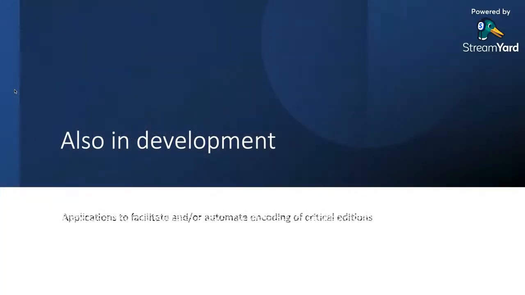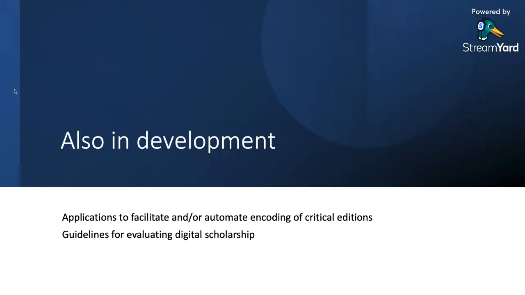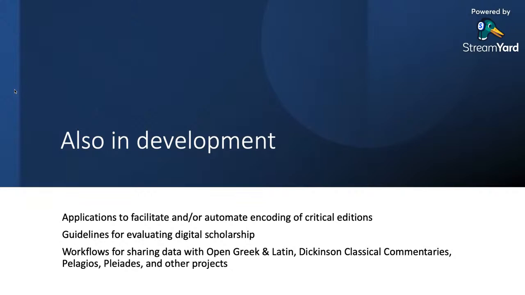Also in development, we continue to work on applications to facilitate and or automate the encoding of critical editions. We are working on some suggestions for guidelines for evaluating digital scholarship that individuals can take back to their own institutions and say, this is what I'd like my project to be seen as accomplishing. And workflows for sharing our data with other projects like Open Greek and Latin, Dickinson Classical Commentaries, Pelagios, Pleiades, other projects. These are all part of the larger project that I mentioned earlier in connection with the DLL catalog.